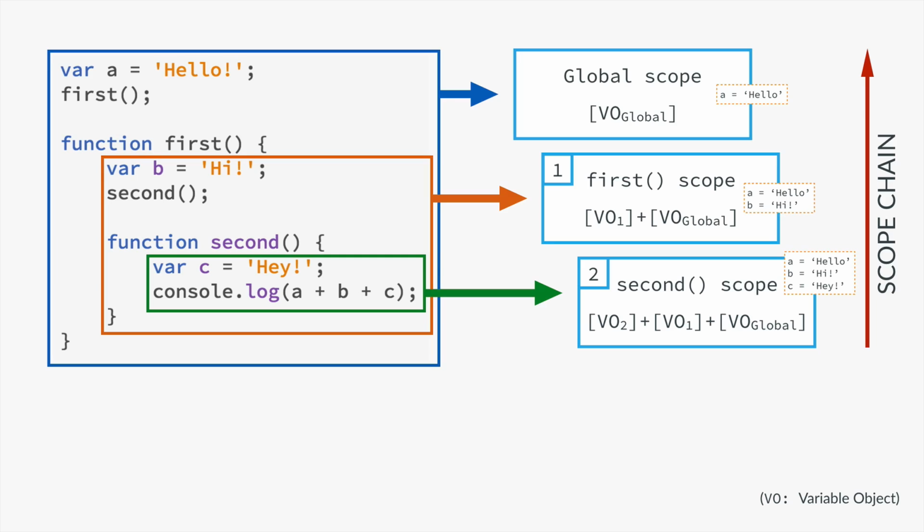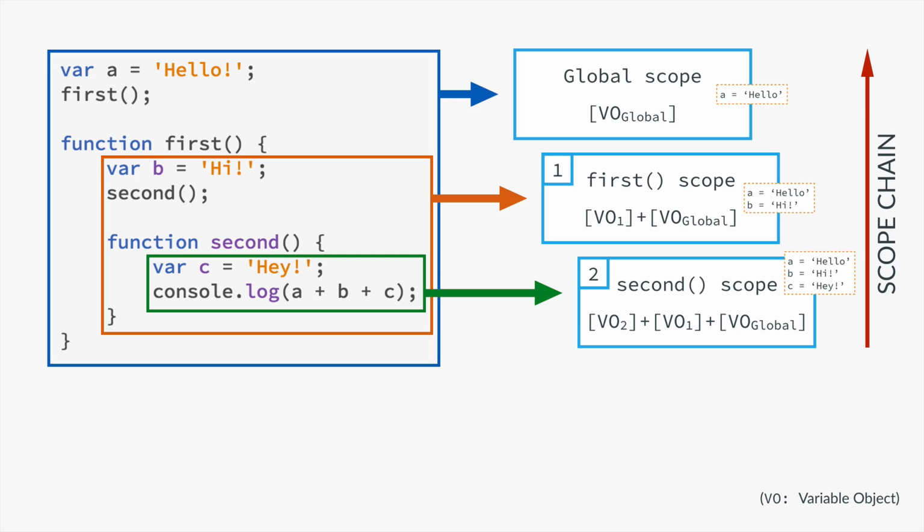Now, it's very important to note that this does not work backwards. For example, the global scope will never ever have access to the variables b or c, unless we return the values from the functions. So locally scoped variables are not visible to their parent scopes. And this is why I put that red arrow pointing upwards, because that's the only direction the scope chain works.